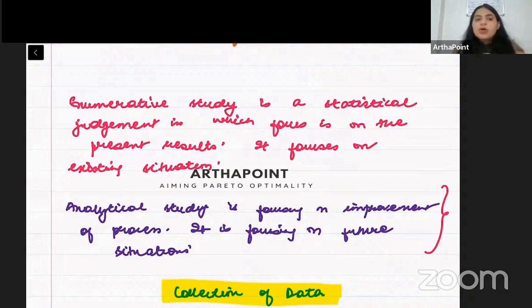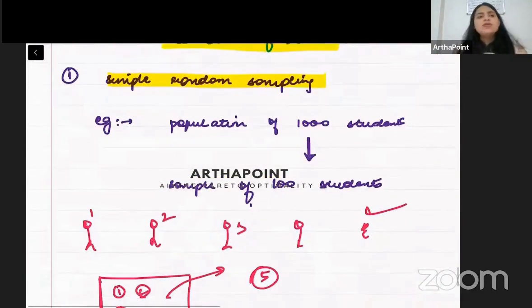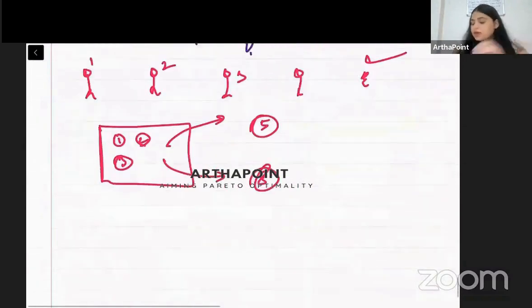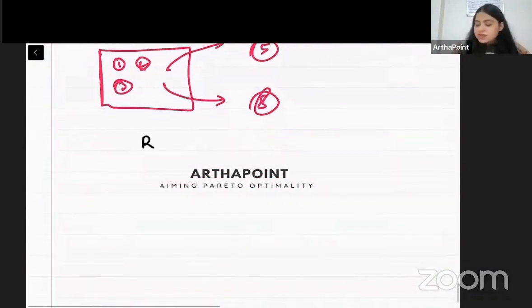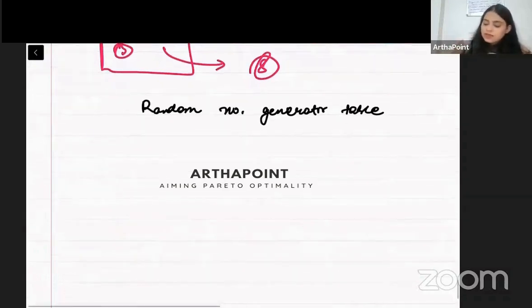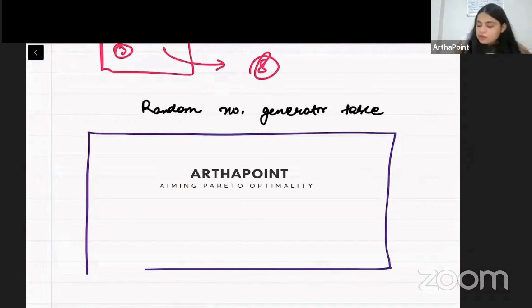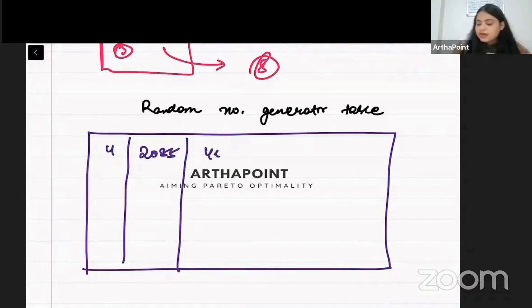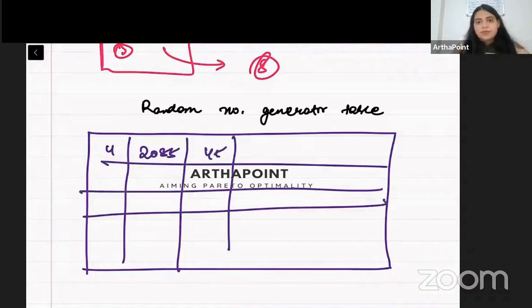So, beta, when we talk about simple random sampling, I'm just collecting the data randomly. Now here, there is something which is known as a random number generator table. Just Google it once, you will get this table. In it, they will give you some random numbers, like 4, 2085, 45. You want 100, just keep picking from here.